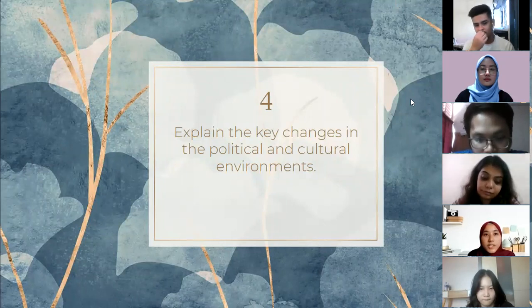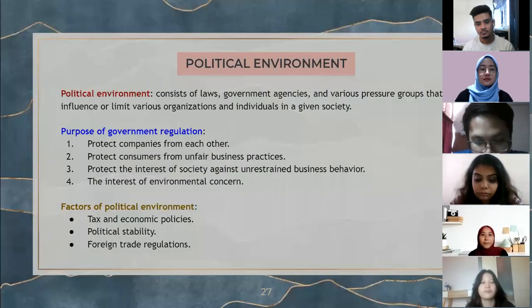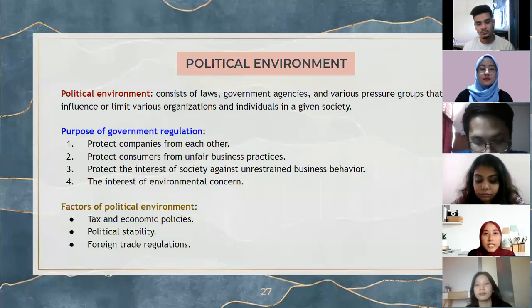So I will proceed with the fourth objective, which is to explain the key changes in the political and cultural environments. I will present about the political environment. The political environment consists of laws, government agencies, and pressure groups that influence or limit various organizations and individuals in a given society. Regulation can encourage competition and ensure fair markets for goods and services.